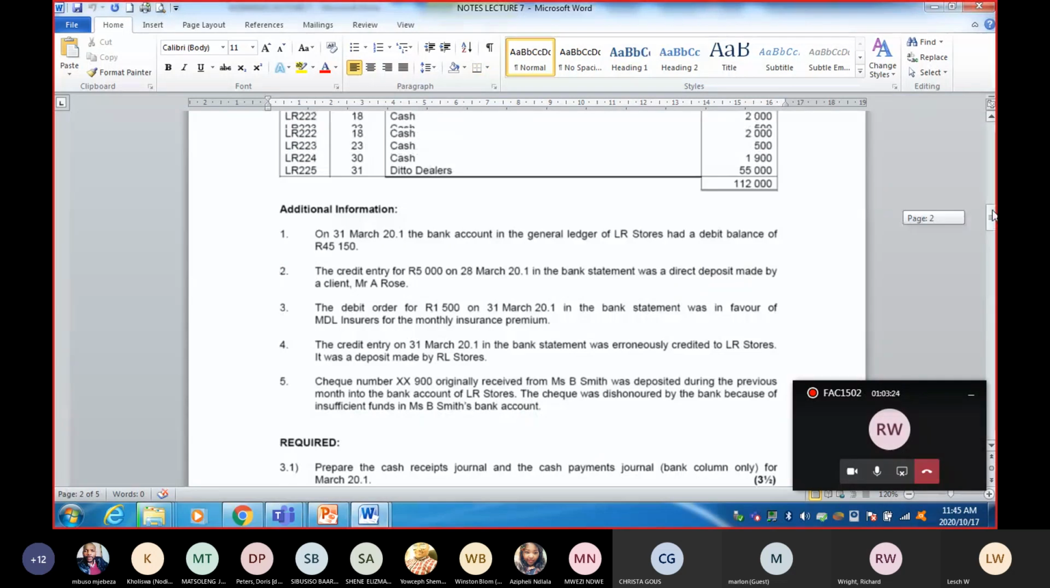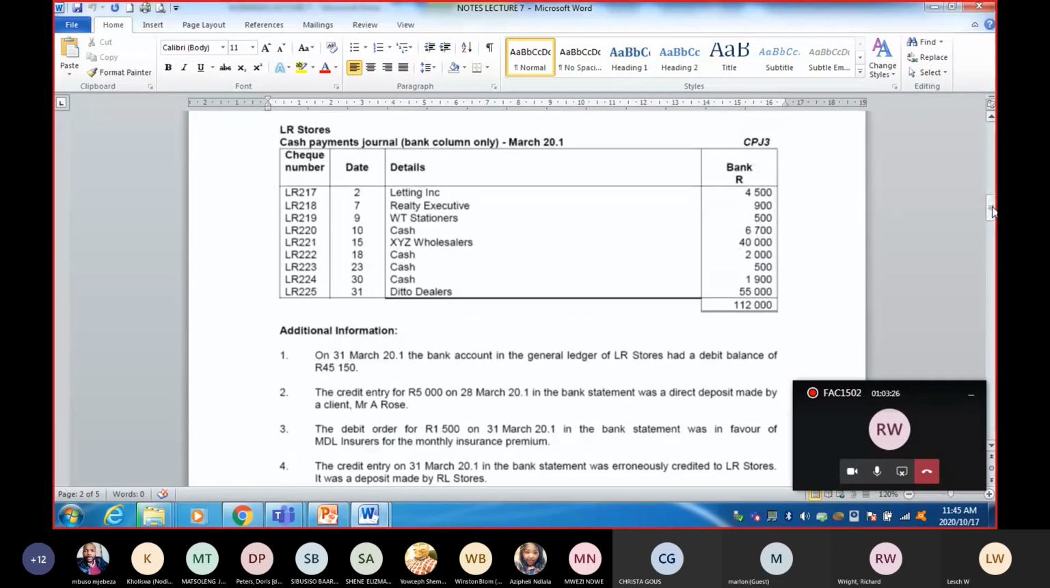And in our cash payments journal, the first check issued was check number 217 for 4,500 rand. The 4,500 rand is there, but check number 218 for the amount of 900 rand is not on our bank statement. Check number 219 for 500 rand is there. The check for 6,700, check number 220, is not on our bank statement. So we will note that check.